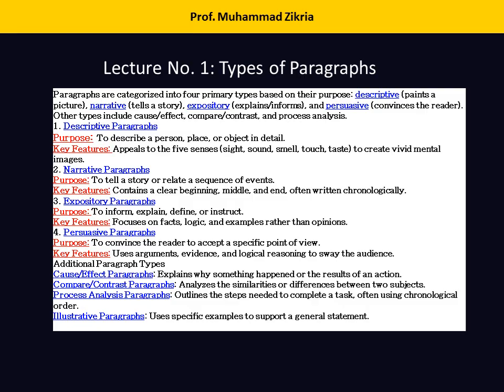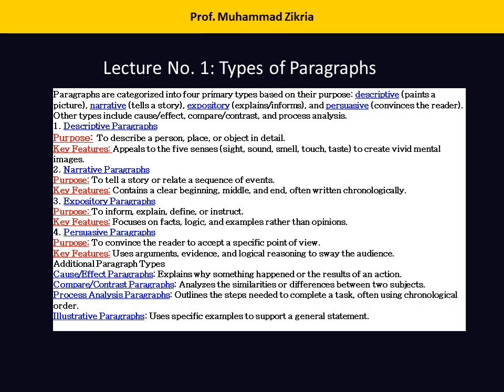The different types of paragraphs include four main types. The first one is the descriptive paragraph. The main point of the descriptive paragraph is that it paints a picture. A narrative paragraph tells a story. An expository paragraph explains or informs, and persuasive paragraphs are written to convince the readers. Other types include cause and effect, compare and contrast, and process analysis paragraphs.